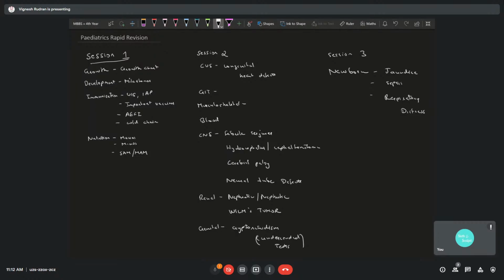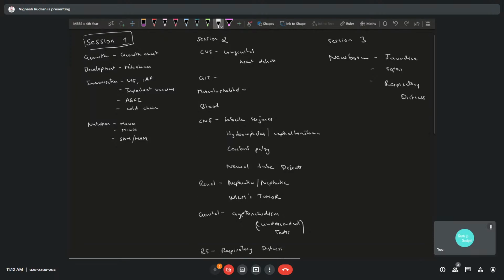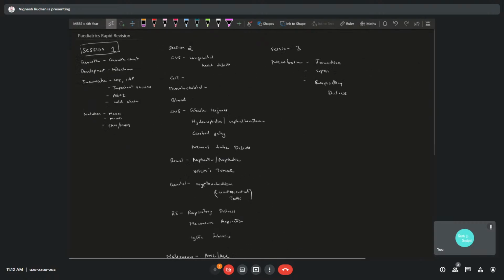The three sessions are as follows. In the first session I'll be covering growth with growth charts, your development milestones and how to remember them, and then your immunization, your universal immunization schedule, the Indian Academy of Pediatrics schedule, and a few points about important vaccines and adverse events following immunization, and finally about the cold chain. The last thing will be about your nutrition, your macronutrition, micronutrition, and the deficiencies of those, which is your SAM, MAM, kwashiorkor, marasmus, all of those things.